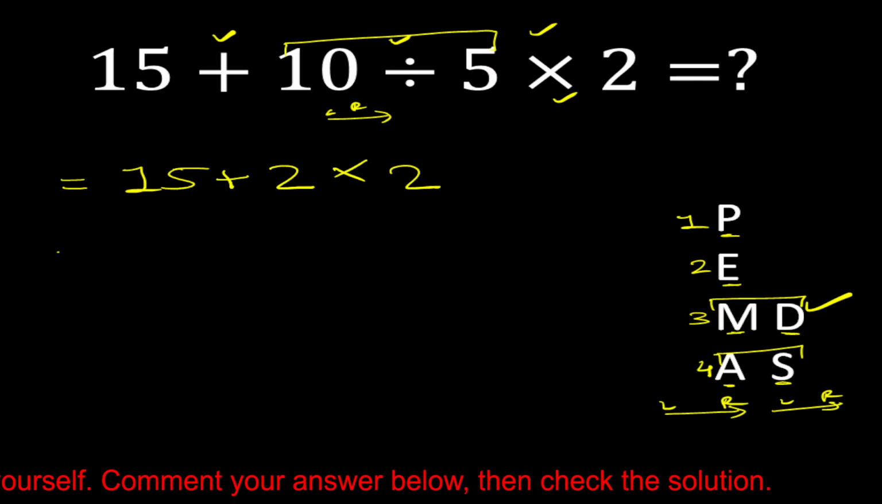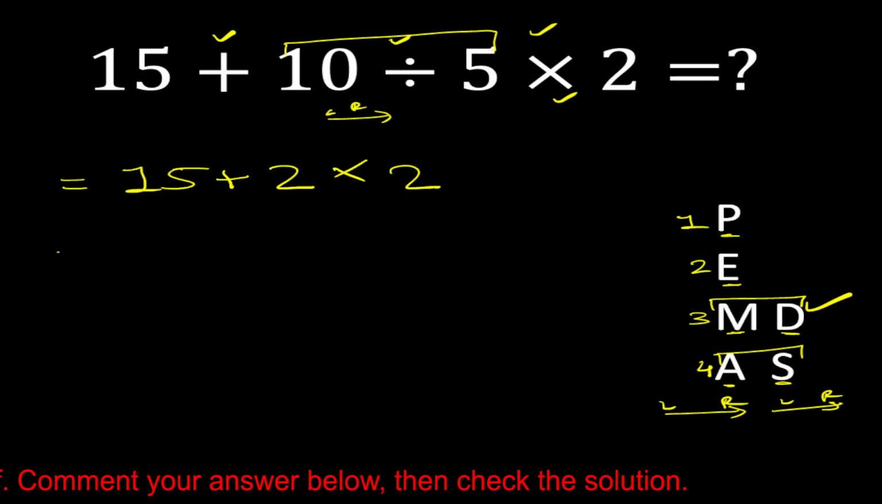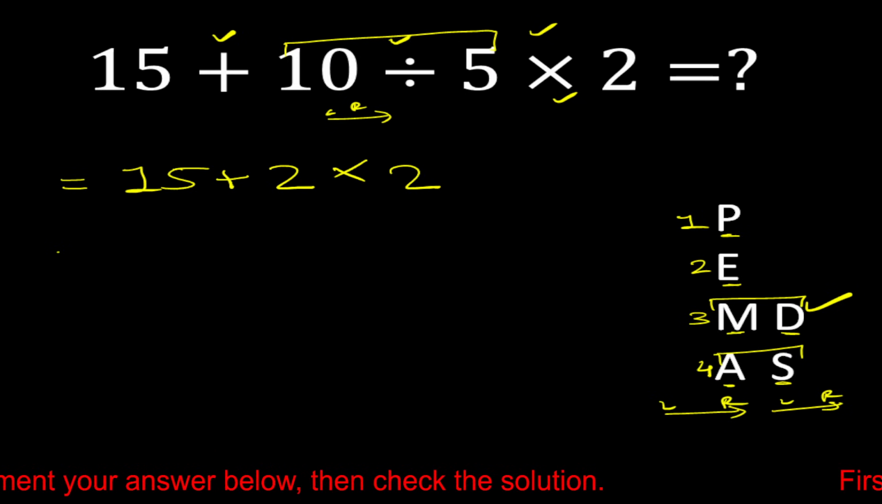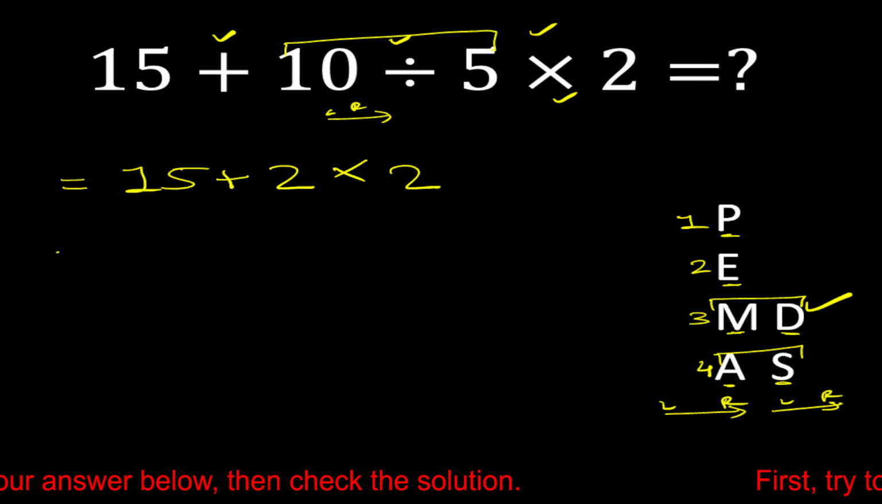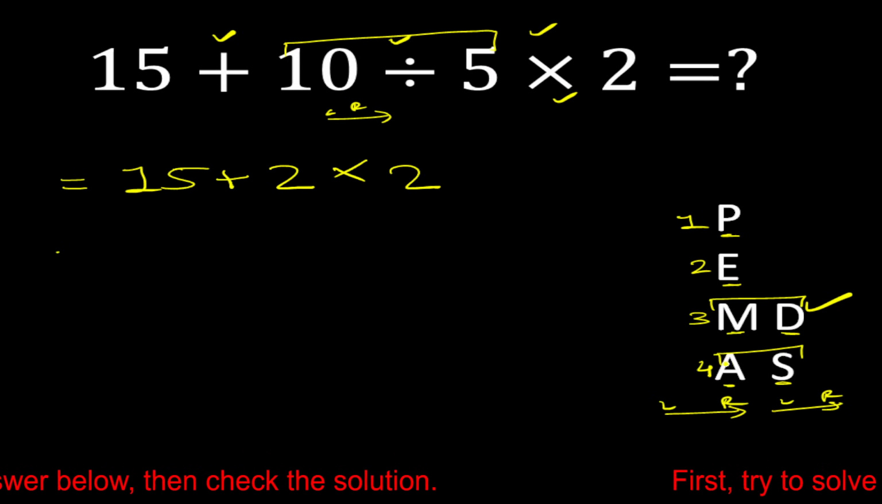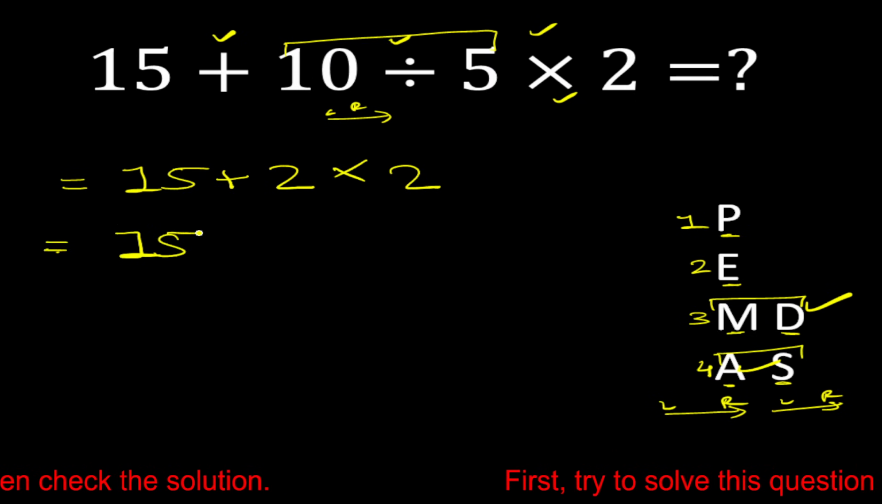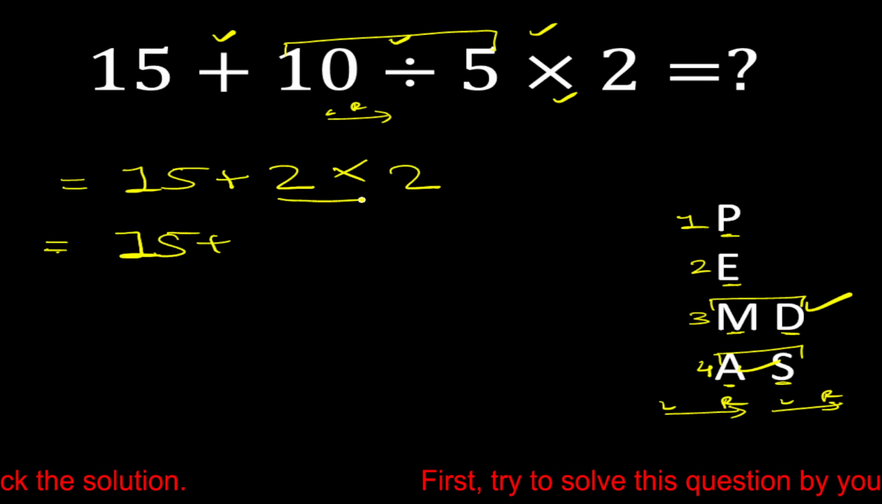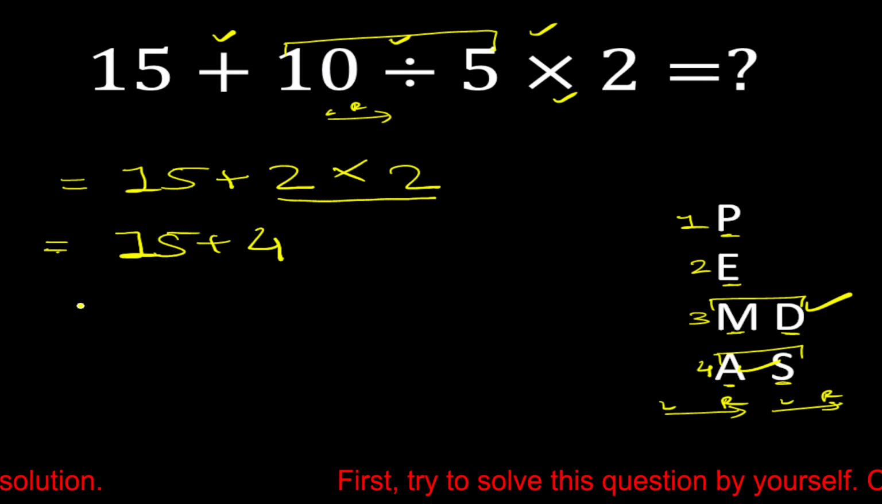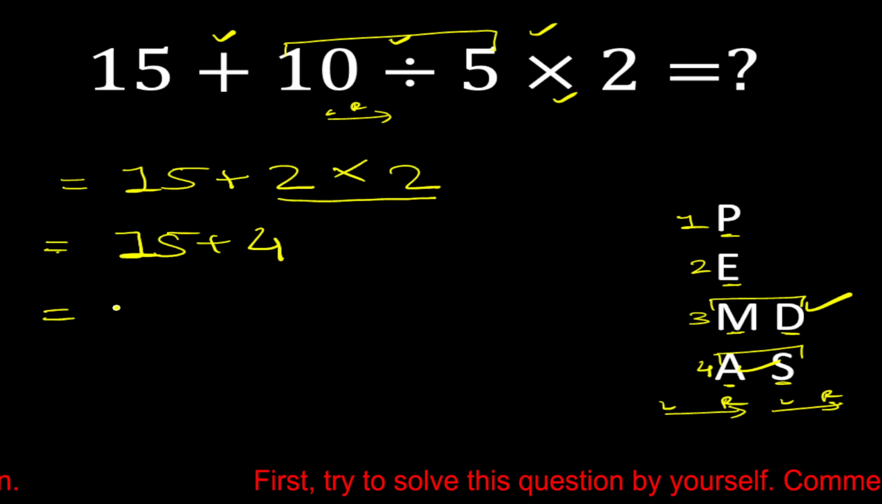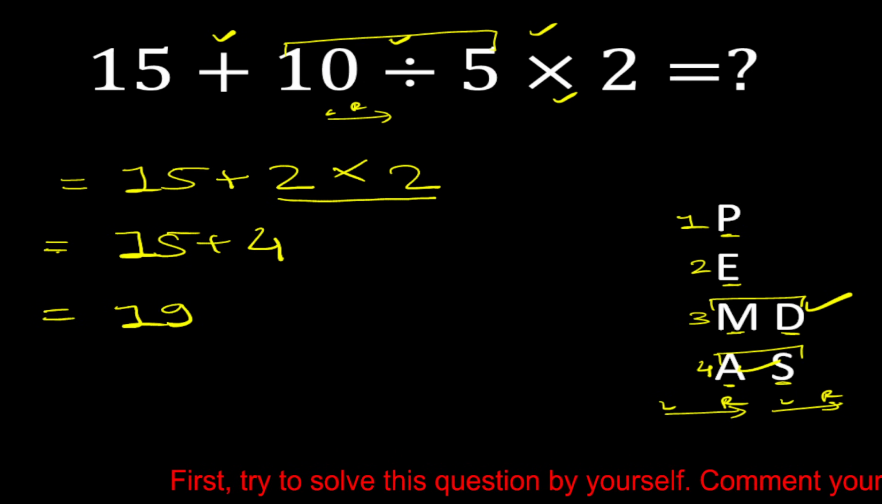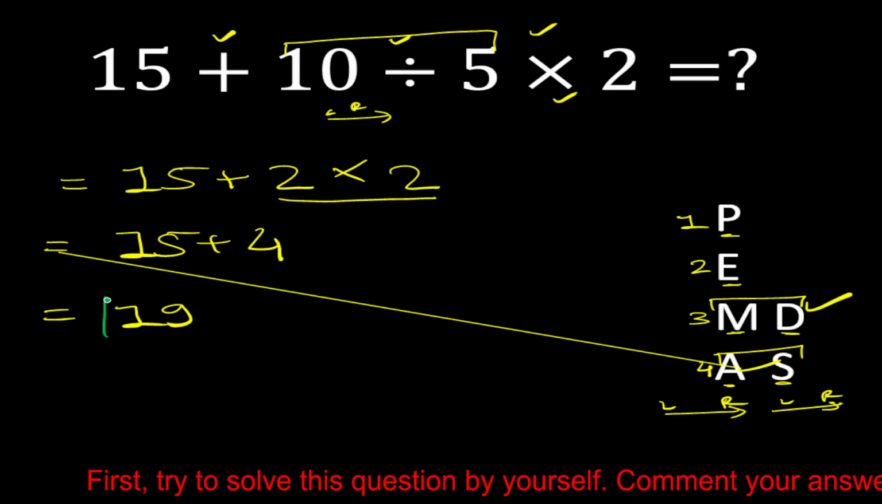Now here is one addition and one multiplication. So according to the PEMDAS rule, first we have to solve multiplication. Okay, then we have to solve addition. So it is equal to 15 plus, now solve this multiplication, 2 multiplied by 2 is equal to 4. So now 15 plus 4 is equal to 19. So the correct answer is 19.